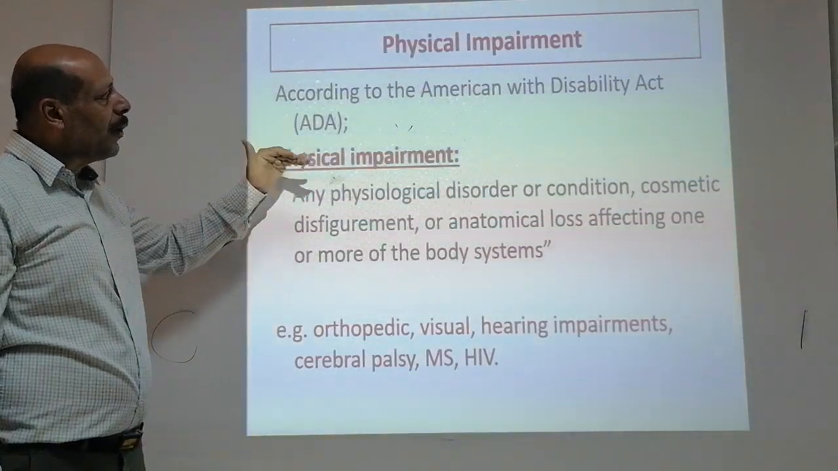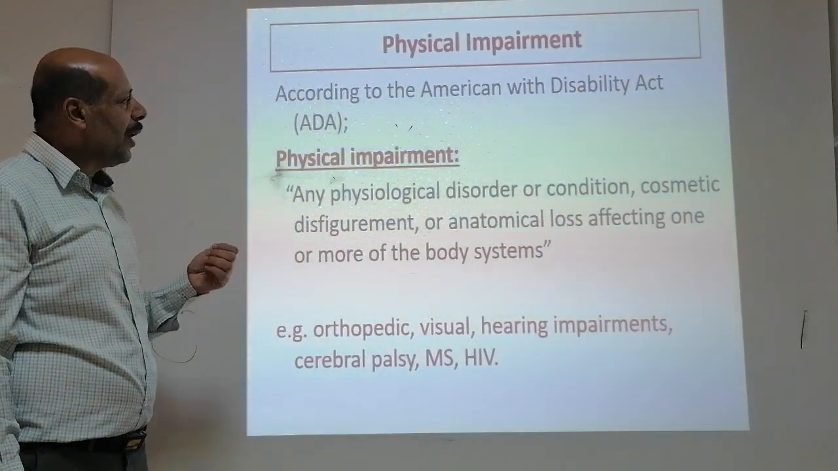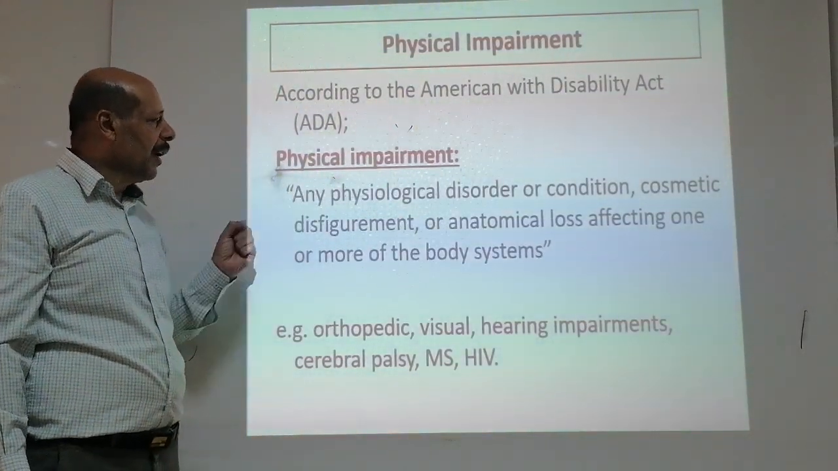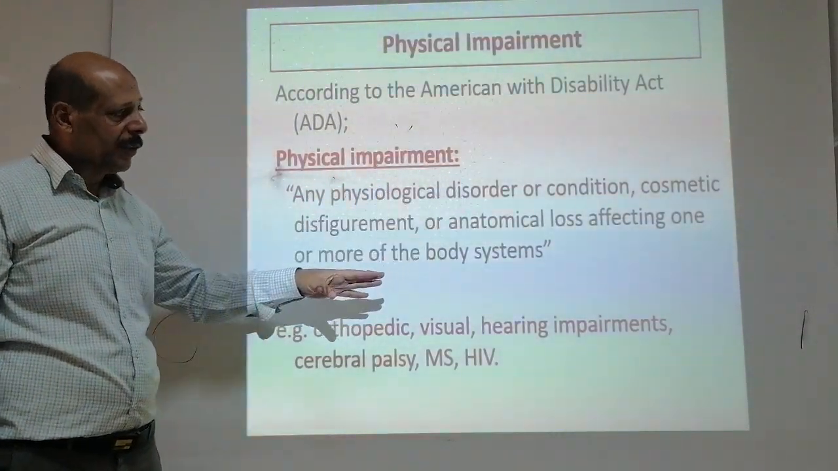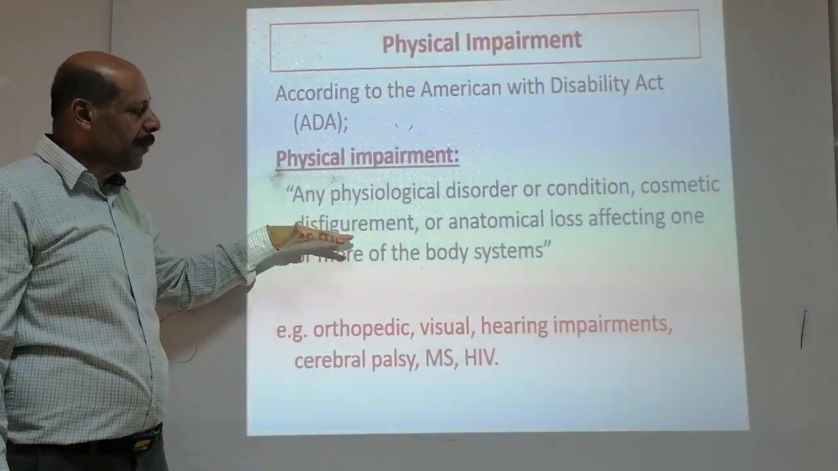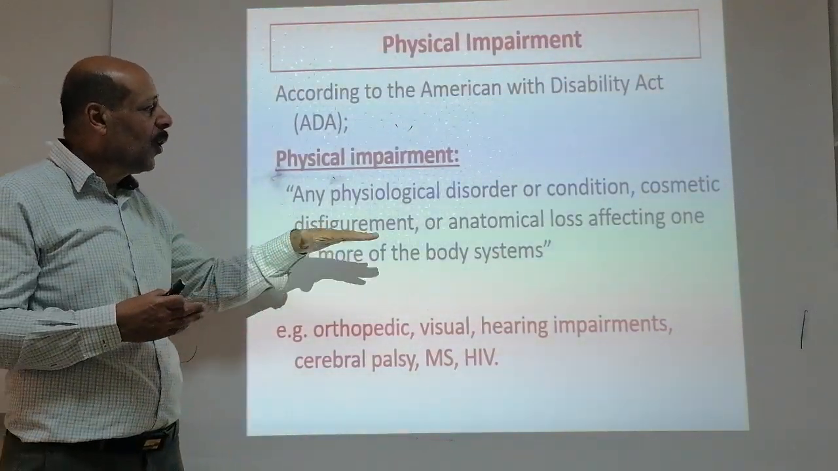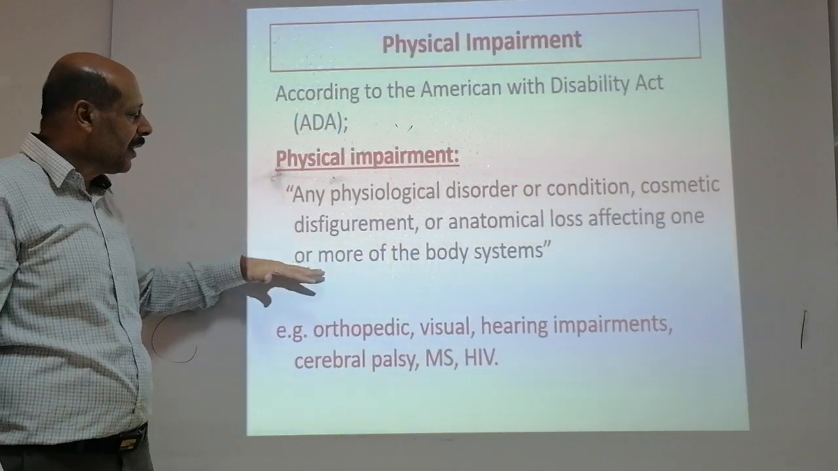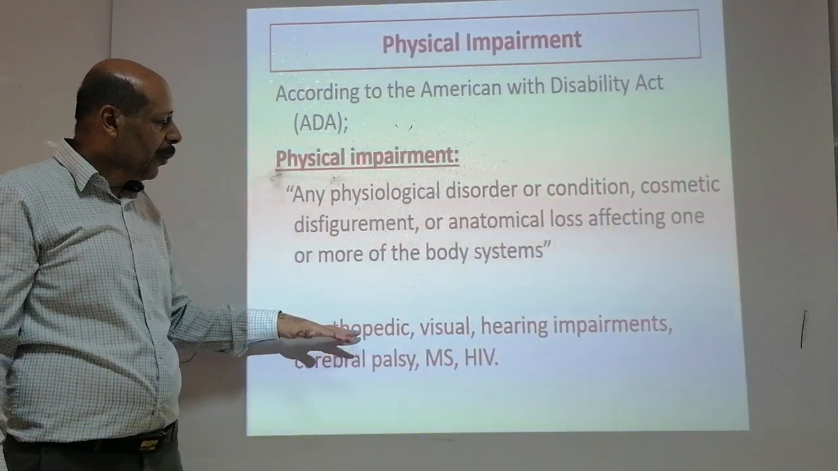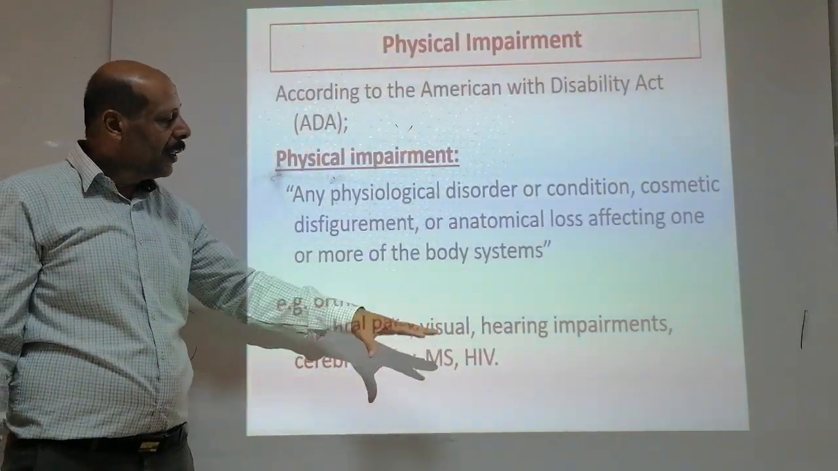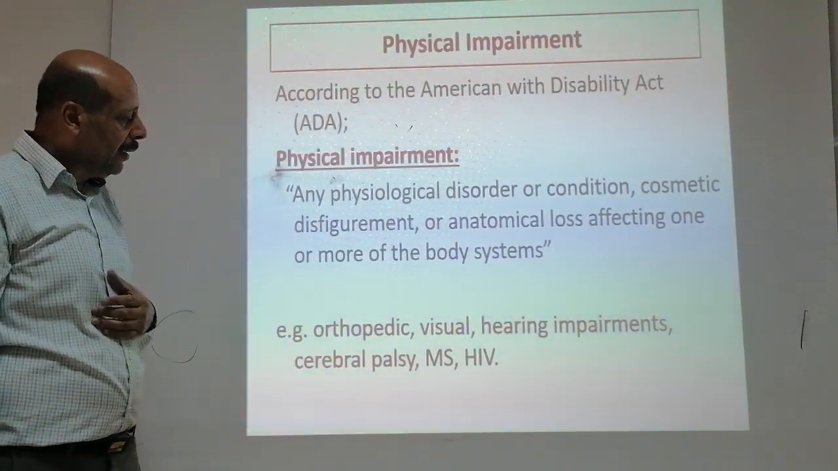Physical impairment, according to the Americans with Disabilities Act, means any physiological disorder or condition, cosmetic disfigurement, or anatomical loss affecting one or more of the body systems. Examples: orthopedic, visual, hearing impairment, cerebral palsy, even HIV.